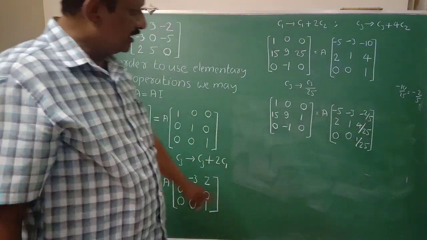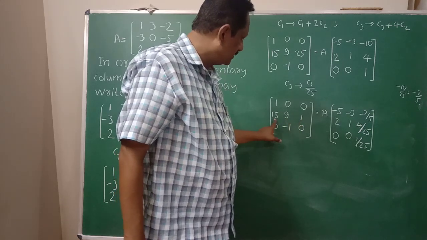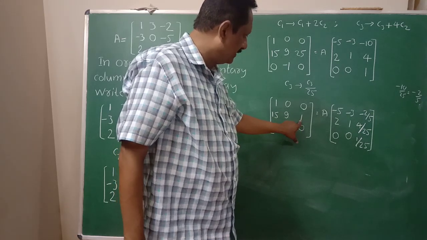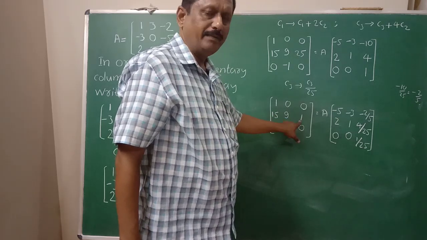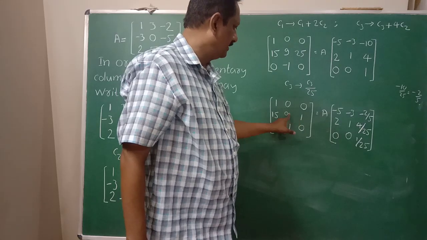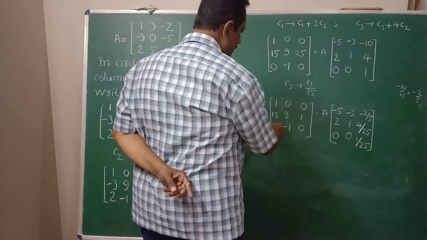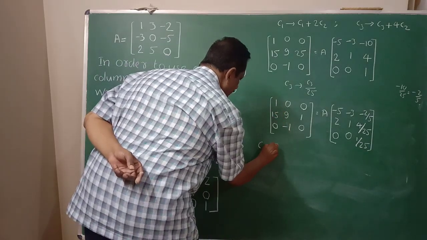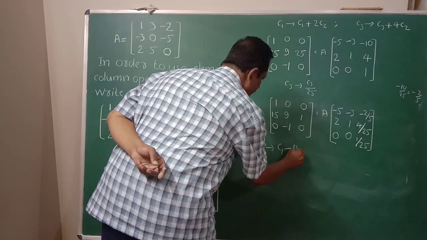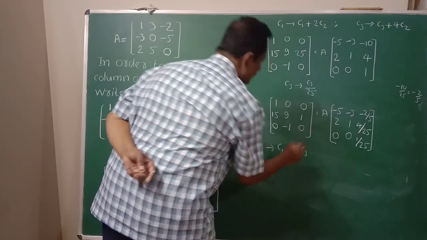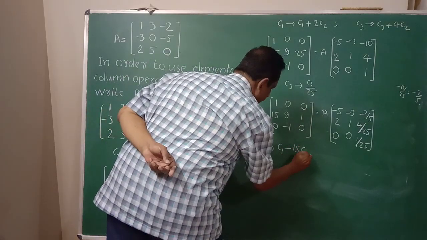Okay. Then using this column here, because 1 is there, we make these two terms 0, 0. Multiply by 15 and subtract here, this becomes 0. Multiply by 9 here and subtract, then this becomes 0. These two terms become 0, 0. Hence, this is the first column here. So C1 implies C1 minus 15 into C3. This is the third column, C3.